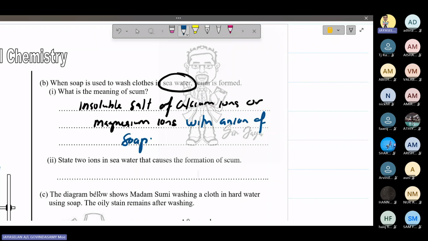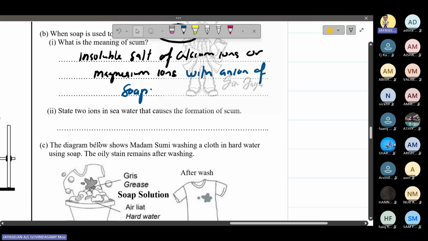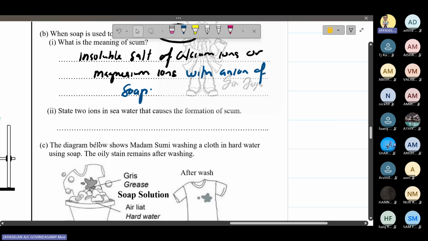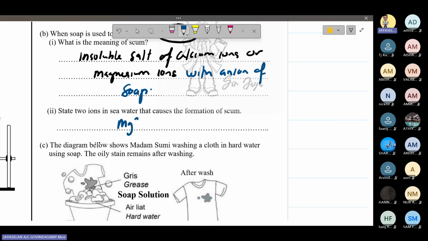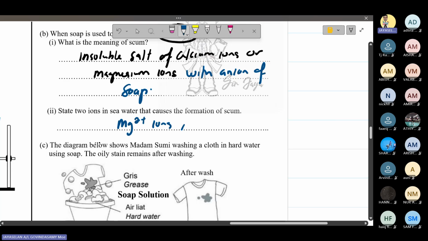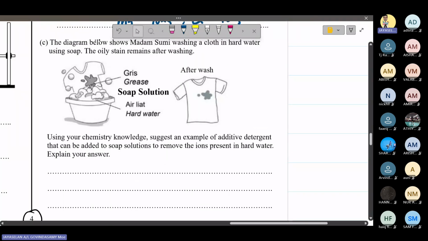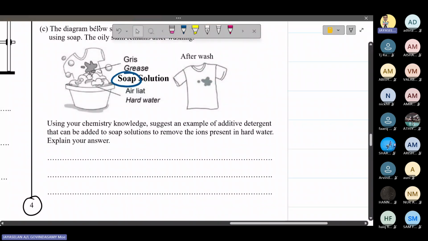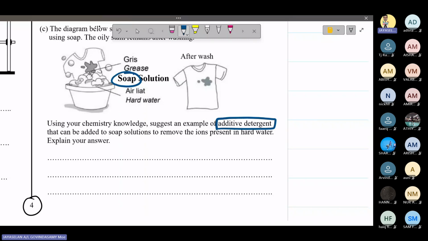State two ions present in seawater or well water, ocean, or any dirtiest water lah. Longkang pun, air longkang pun boleh. All these contain magnesium ion and one more calcium ion. You can write formula. Okay, now this question. Okay, they use soap solution. Okay, after wash, the grease remains. Using your chemistry knowledge, suggest an example of additive detergent. Additive detergent can be used to make soap more effective in hard water.